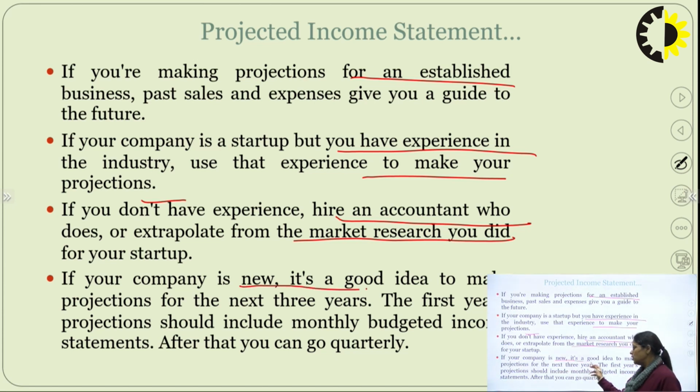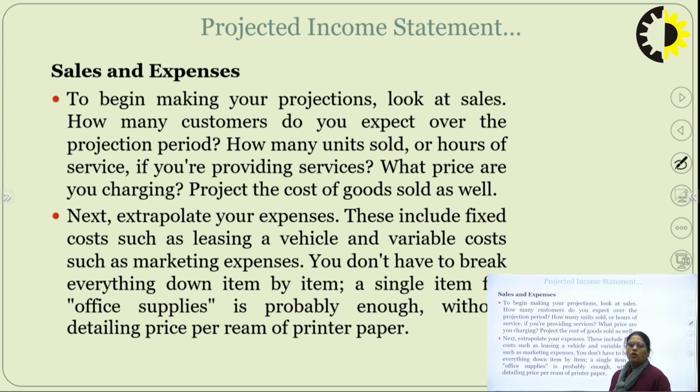If the company is new, it is a good idea to make a projection for the next 3 years. The first year projection should include a monthly budgeted income statement. After that, you will go on a quarterly, half-yearly or yearly basis. The income statements will be generated on the basis of the total number of sales and total expenses of the company.